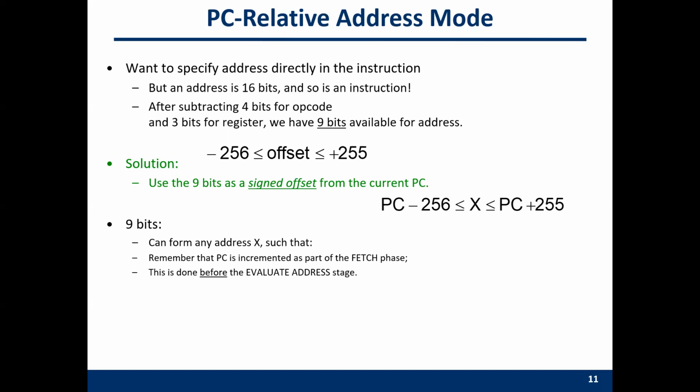And the opcode is 4 bits. And I also need 3 bits for the register. So I only have 9 bits to index the address. So these 9 bits can represent a range like this.